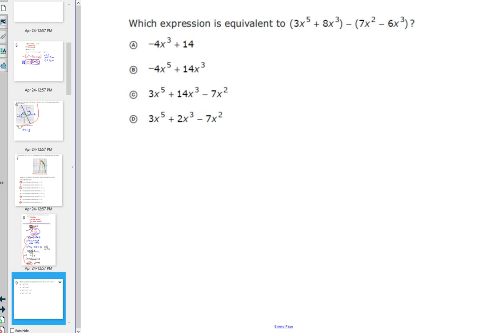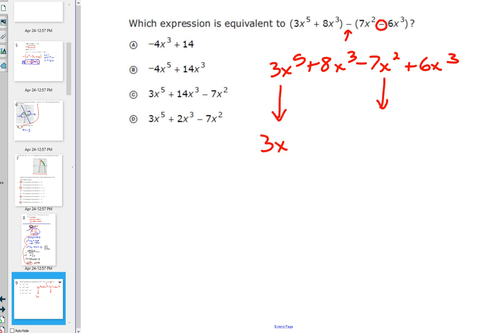Which expression is equivalent? All right, so this is just removing the parentheses and looking for like terms. 3x to the 5th plus 8x to the 3rd minus 7x squared plus... That would be what would trip you up. Remember, when you have a negative on the outside, you're supposed to change the signs, so the 6 becomes positive. You combine like terms, this just drops, so 3x to the 5th minus... next. I have to combine these two. 8 and 6 is plus 14x to the 3rd, and then minus 7x squared.